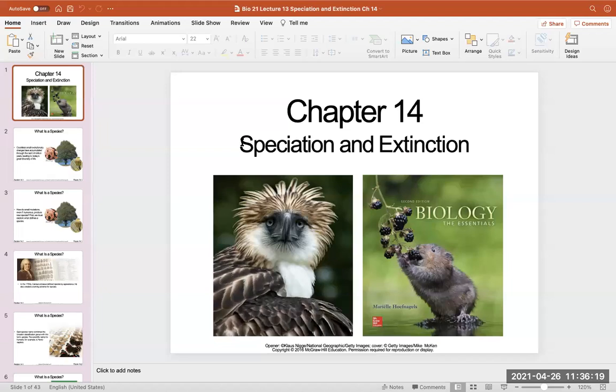What does the word speciation mean? The beginning of a species. So the word speciation means new species. An extinction is when the species doesn't exist anymore. Yes, so extinction is when they die out or cease, so they don't exist anymore.